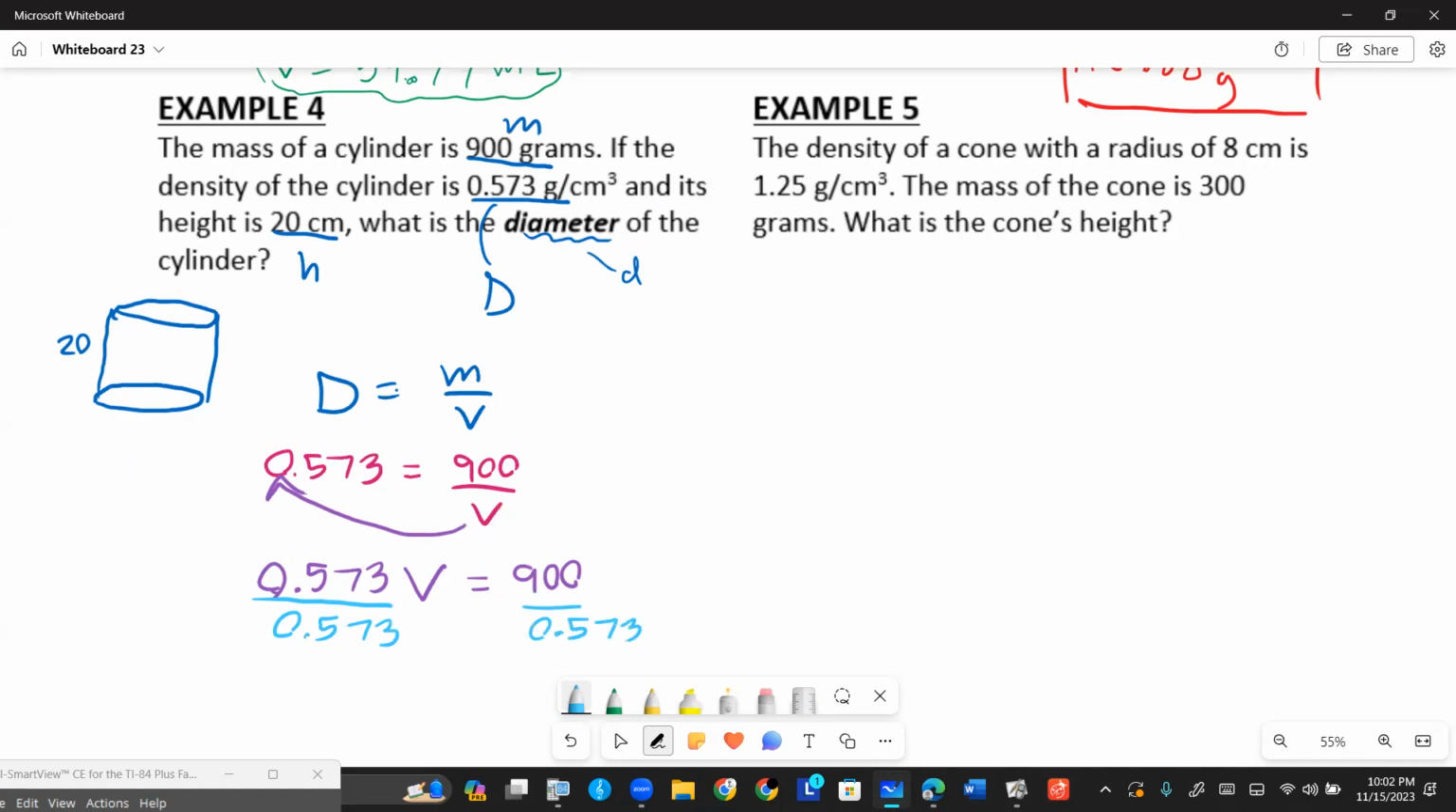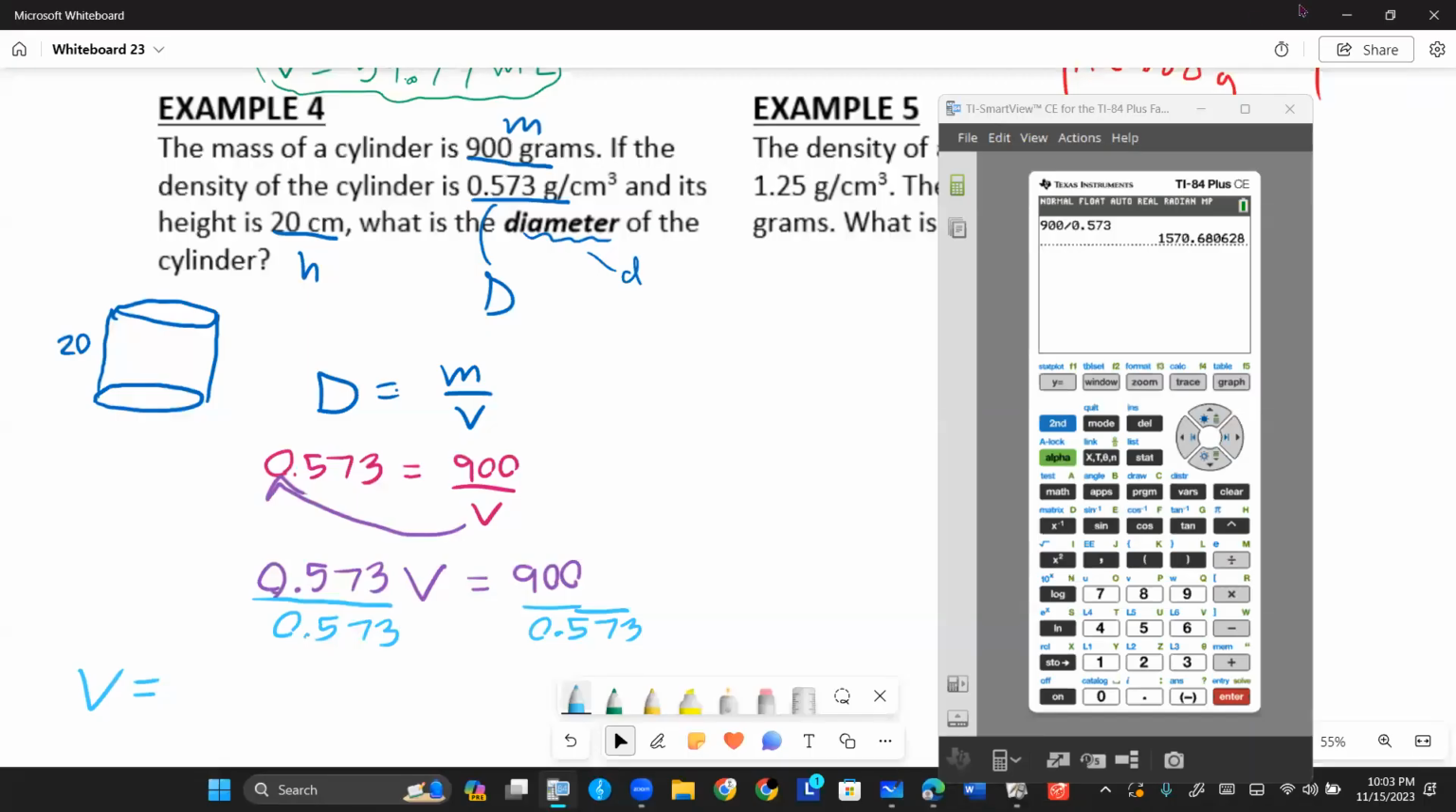Take a moment to divide those out and you'll have your volume, and then we can move on to the next step. Okay, in this case, our volume is going to be 1,570.68. And that'll be in centimeters cubed.